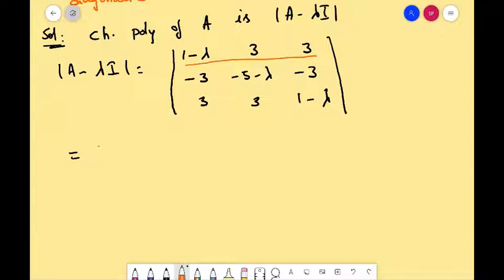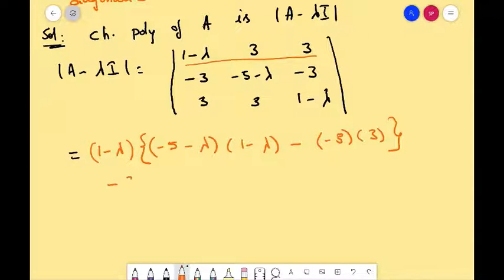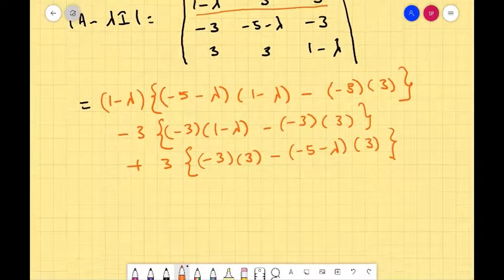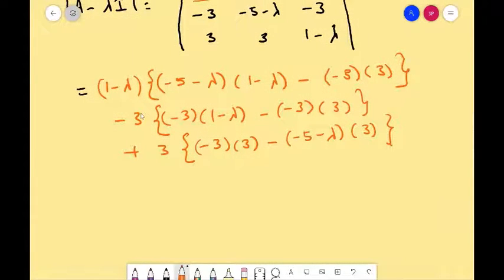So you will have here (1 − λ)[(−5 − λ)(1 − λ) − 3·3] − 3[(−3)(1 − λ) − (−3)(3)] + 3[(−3)(3) − (−5 − λ)(3)]. This is what we are doing: expanding the determinant by the first row.